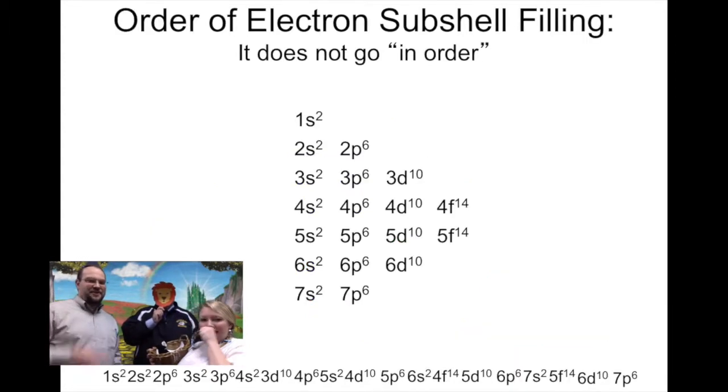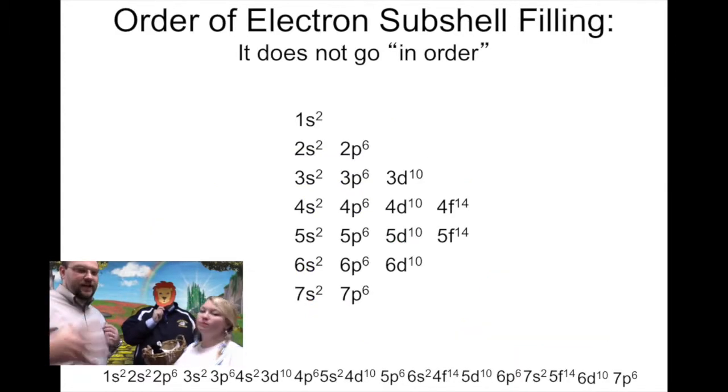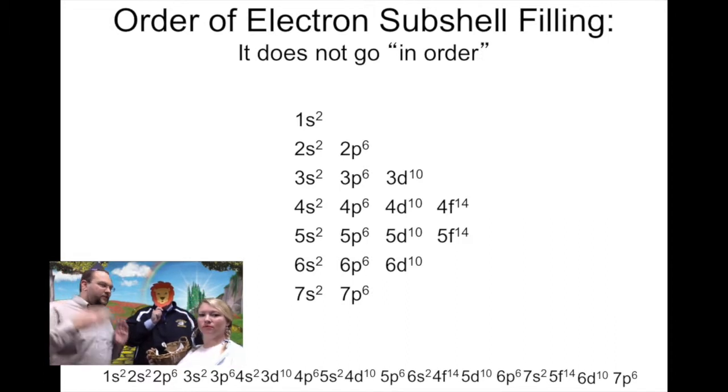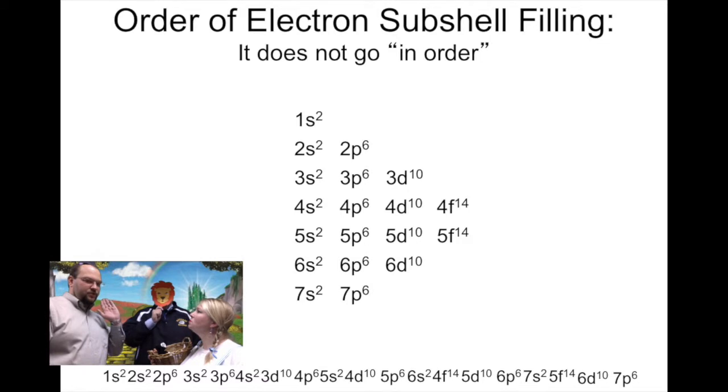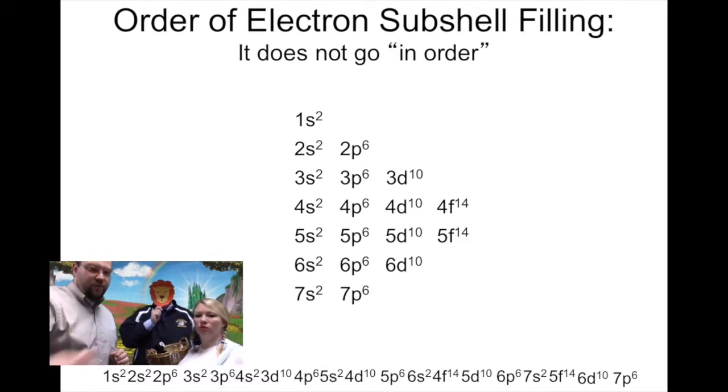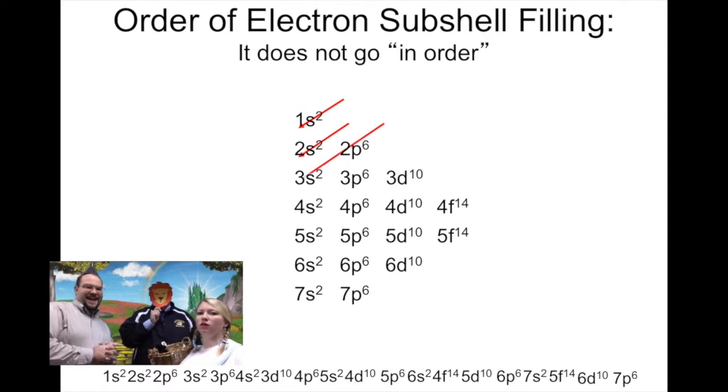All right, so now here's how this works out. This is the filling order for every single element on the periodic table. And it gets a little complicated and tricky, but once you get the hang of it, it's not too bad. Now here's the thing to remember. You don't just go in order, 1s2, then 2s2, then 3s2, then 4s. It has its own order. It's kind of on the diagonal.